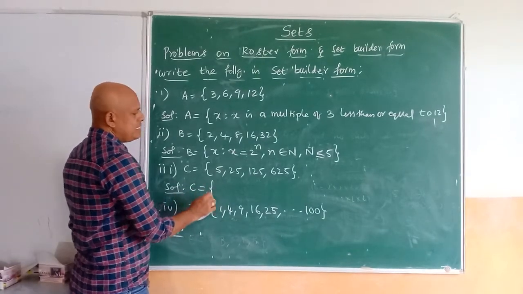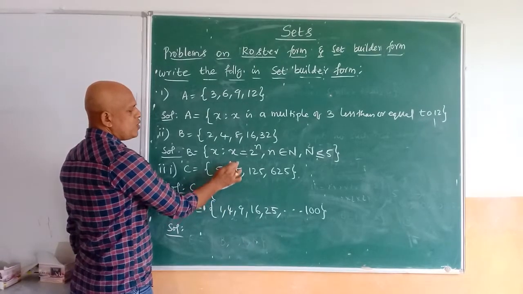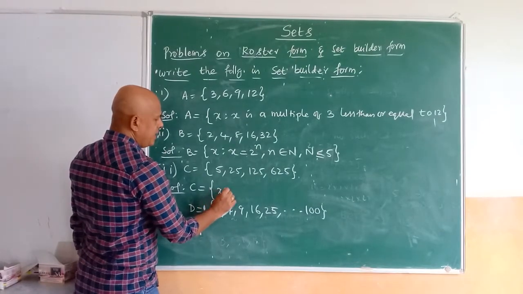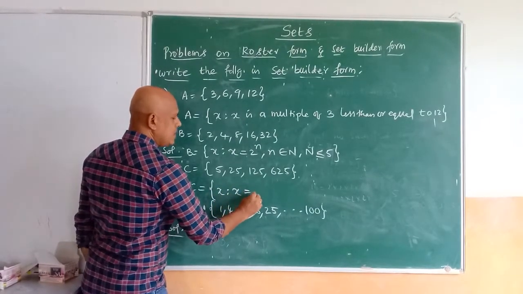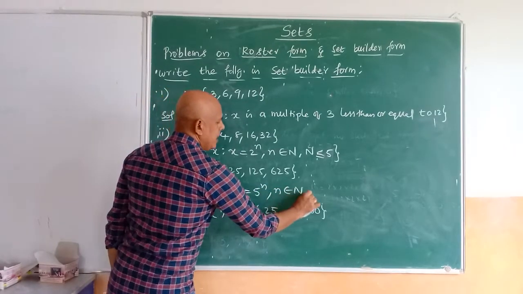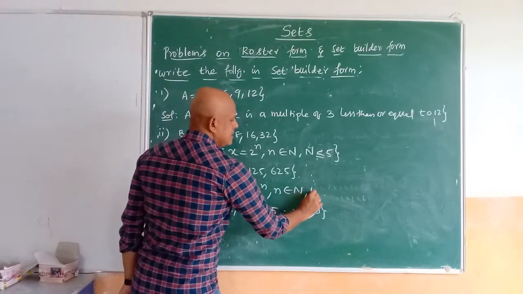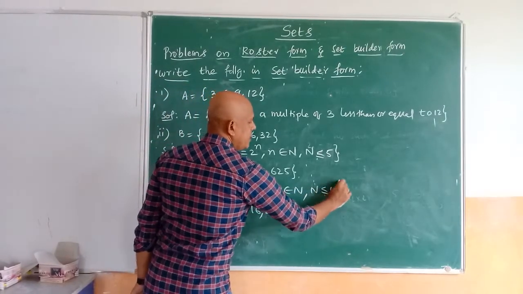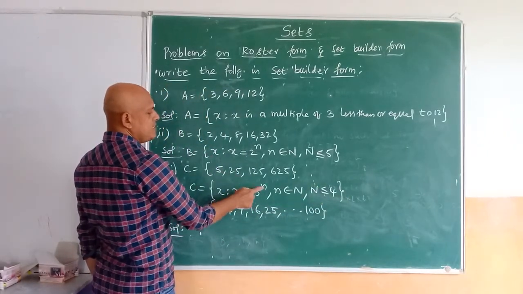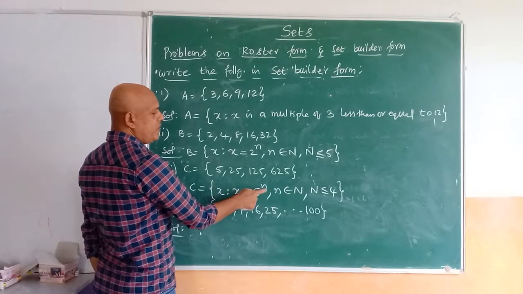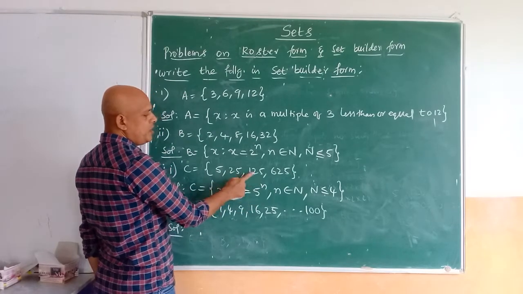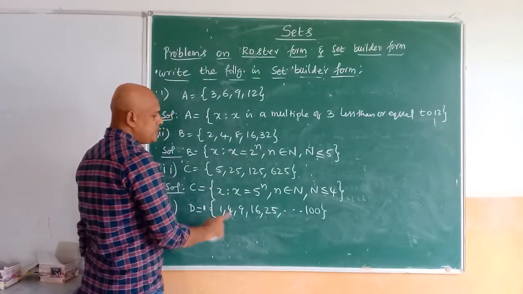C is equal to, in the same way, 5 power 1 is 5, 5 square is 25, 5 cube is 125, 5 power 4 is 625. In the same way we can define x such that x is equal to 5 power n, where n belongs to natural numbers. Here there are 4 natural numbers, that is n less than or equal to 4, or you can say n less than 5 also. That's why it is defined like that.